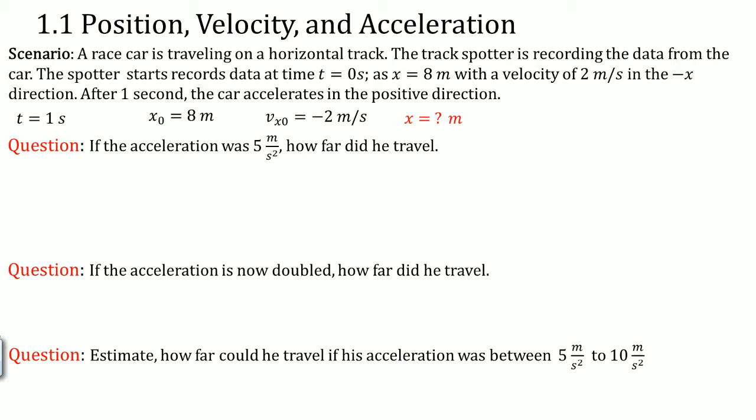In the question, it does give us an acceleration of a equals 5 meters per second squared in the x direction. Notice all of this has the subscript of x because it says that it is traveling on a horizontal track.